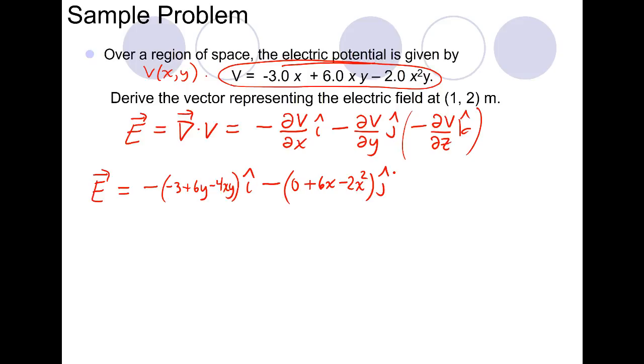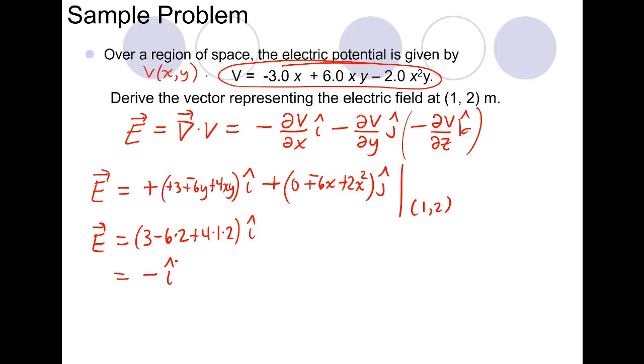Finally, we evaluate this at the point (1, 2), and so that means that the electric field is, well, let's distribute all of these negative signs. Okay? So we're going to have 3 minus 6y, which is 12, plus 4xy, which is 8 in the i hat direction. 3 minus 12 plus 8 is negative i hat. And we don't have units, but we would just assume that it's something like volts per meter. And then we have negative 6 times 1 plus 2 times 1 squared j hat. So that's negative 6 plus 2 would be minus 4 j hat. And that would be our value of the electric field.